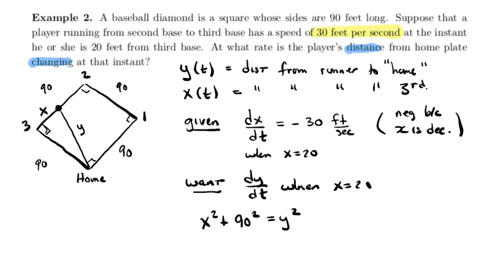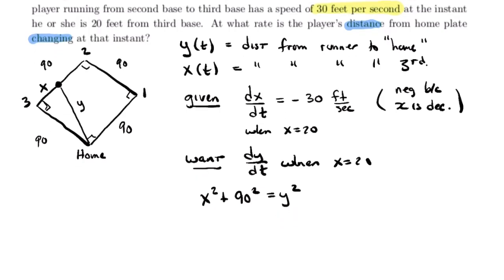So we can certainly differentiate that equation with respect to time. And when we do, what are we going to get? We're going to get some dx/dt's and some dy/dt's. Okay, so let's do it. We differentiate both sides with respect to time. On the left-hand side, we'd get 2x dx/dt, implicit differentiation. The derivative of 90 squared is 0, it's a constant. The derivative of y squared is 2y dy/dt. All right.